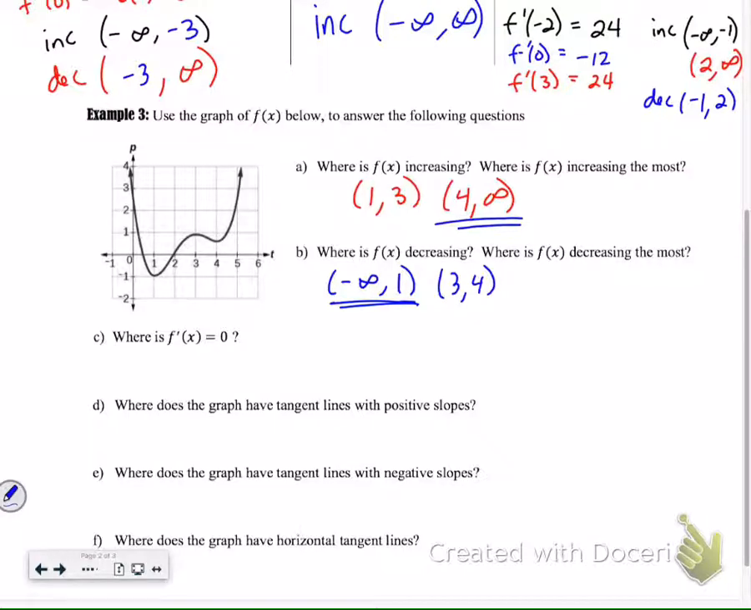Now, where is the derivative equal to 0? That's going to be equal to 0 where you have a slope of 0. So that's going to be here, and that's going to be here, and that's going to be here. So x equals 1, 3, and 4.